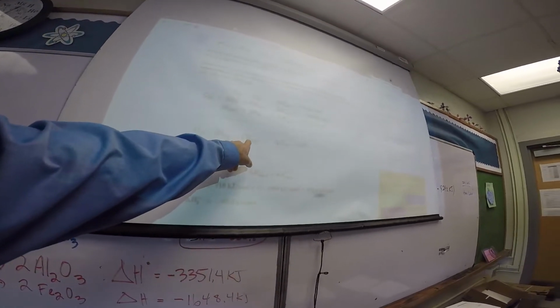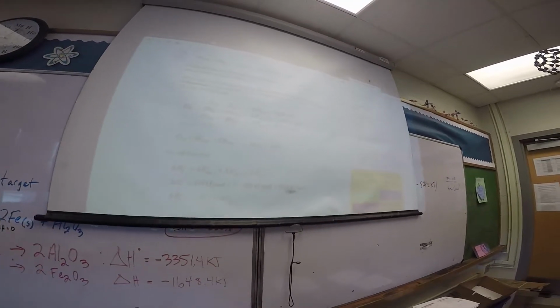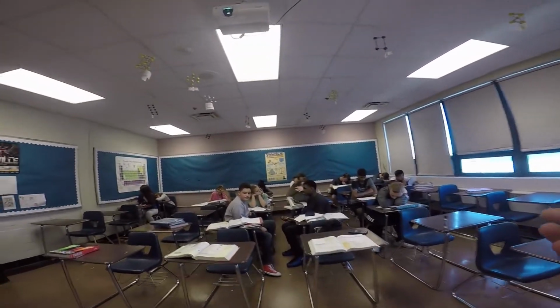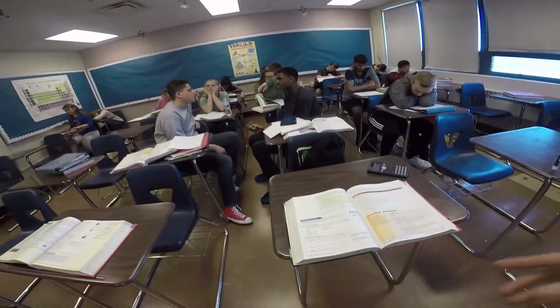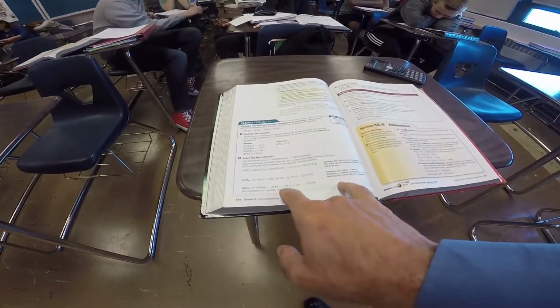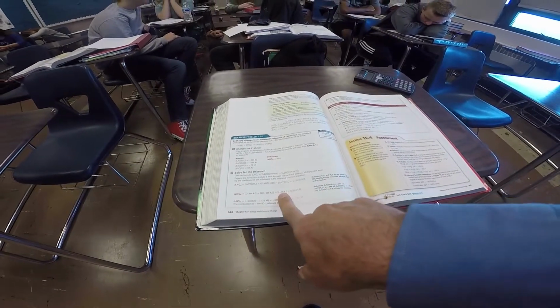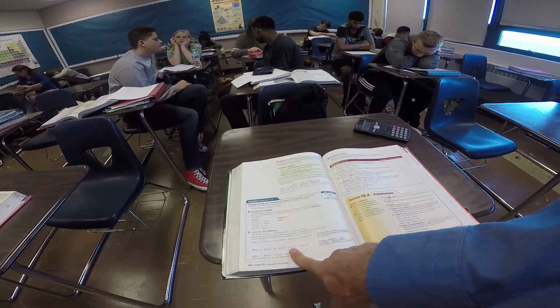CH4. So heat of formation for methane. The point is that it's negative. That's really the point that I'm trying to draw your attention to. And you can see here in the book, when they do the summations, they have the negative there. They didn't change the sign.